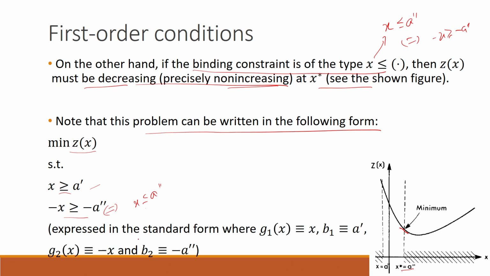Here, as I said, we have expressed this optimization problem in the standard form, with constraints like g1(x) greater than or equal to b1, then the next constraint g2(x) greater than or equal to b2. Here g1(x) is the same as x, and b1 is the same as a dash. This gives us this constraint. g2(x) is the same as minus x, and b2 is the same as minus a double dash.